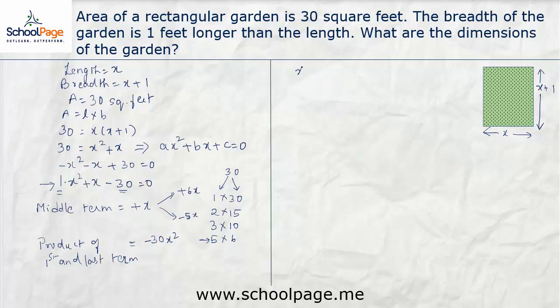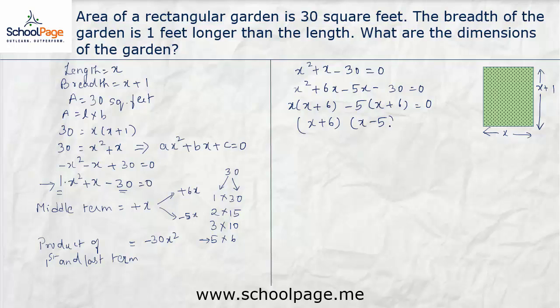So let us go back to our equation, which is x square plus x minus 30 equal to 0. Let us split the middle term and write it as x square plus 6x minus 5x minus 30 equal to 0. Let us take common terms. We have x into (x plus 6) and minus 5 into (x plus 6) equal to 0. So (x plus 6) into (x minus 5) equal to 0.